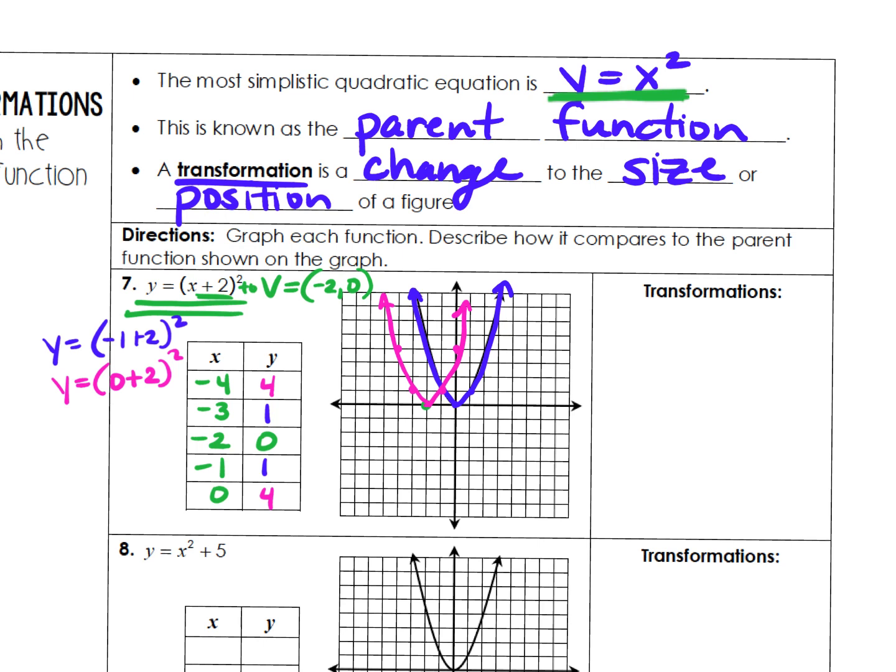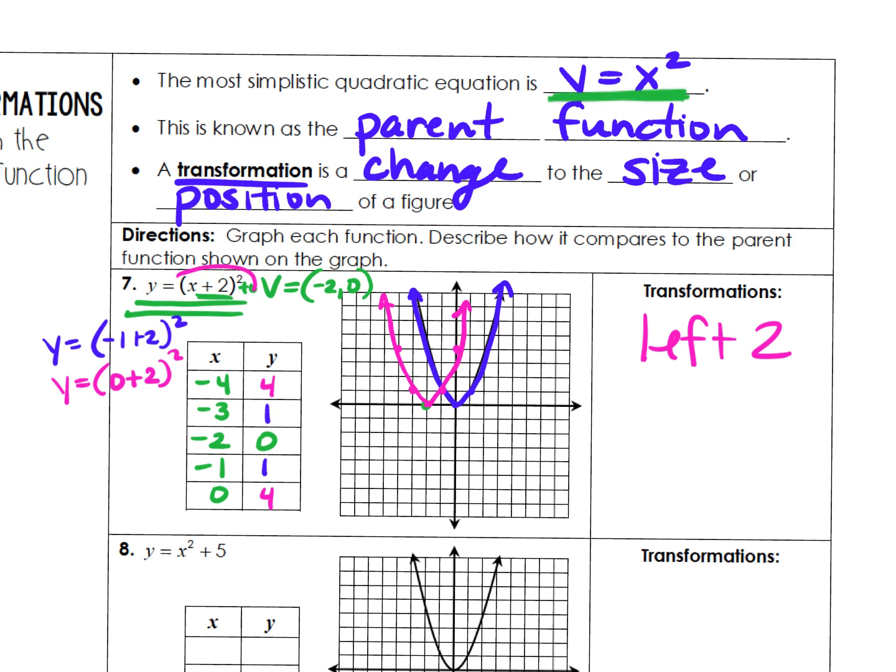How did it move or grow or shrink, or what happened? Negative. It moved to where? To the left, okay? The transformation that happened here is it moved left 2 units.